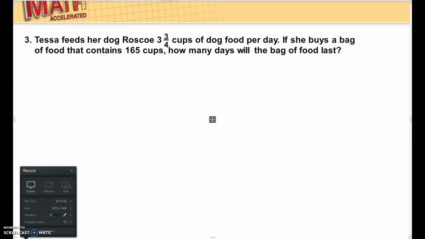So Tessa feeds her dog Roscoe 3 3/4 cups of dog food per day. If she buys a bag of food that contains 165 cups, how many days will the bag of food last? So now this one, we're actually going to be using division because we have 165 cups total and we want to split it by this many days. So kind of just like when we did integer problems, when we're splitting something up evenly, that's how we need to use division. So this is going to be a division problem.